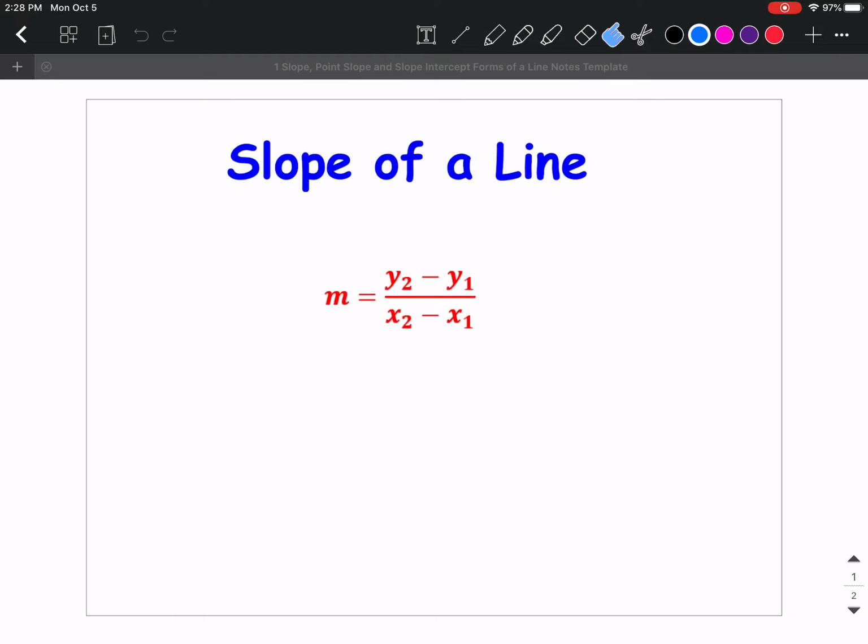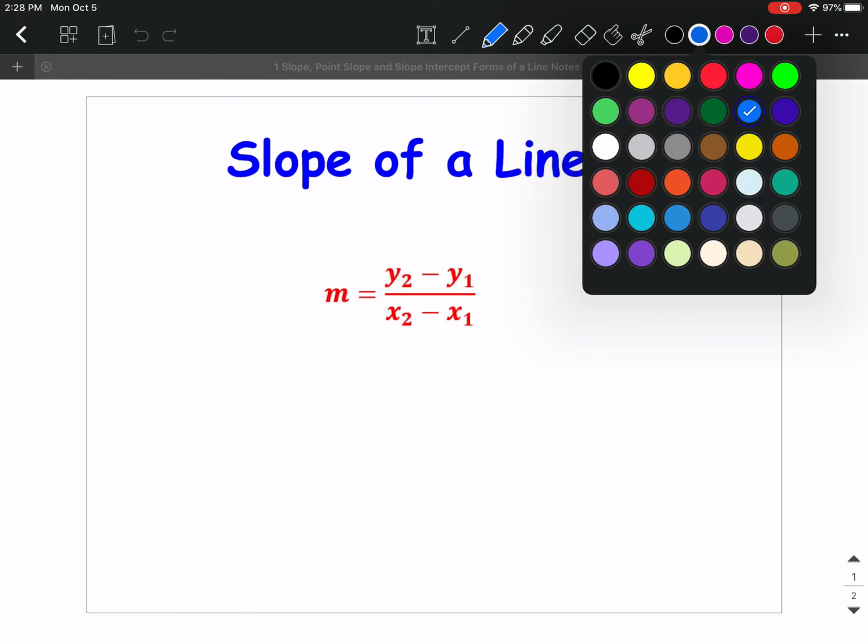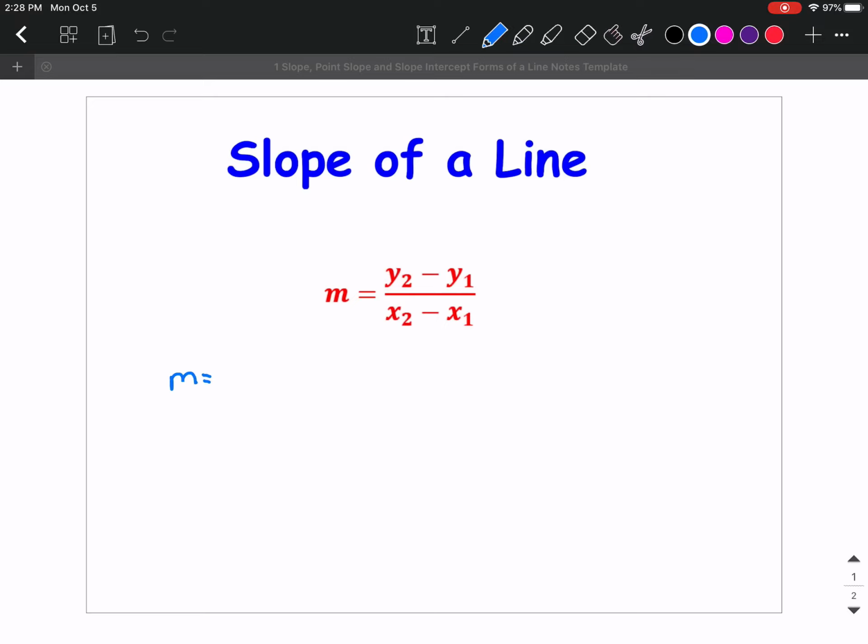Okay, so the first thing we want to do is start off with slope. Remember, slope is the change in the y's over the change in x's. It's the rise over the run. Some people even say rise over run, right.